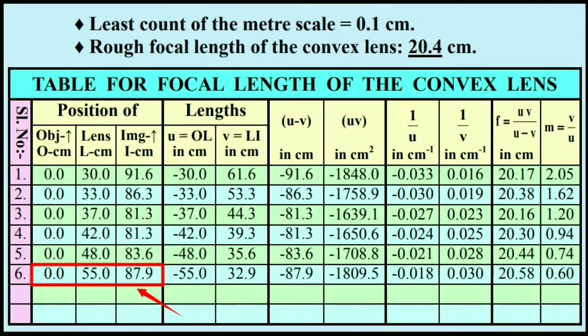Here is observation number 6, well recorded in the observation table, where the object pin position is 0.0, lens position is 55.0 and the image locating pin position is 87.9 centimeter on the meter scale, and the rest of the values are calculated based on this observation only. Let's go for the next observation.